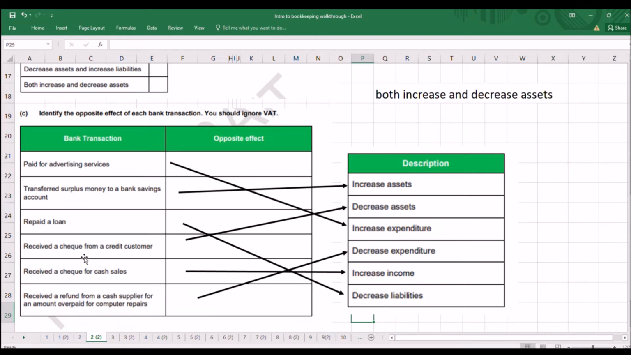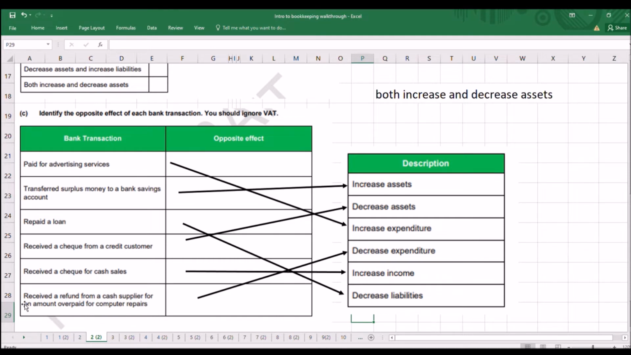Okay. Received a check from a credit customer, so we've gone debit the bank, because we've got that in the bank, so our bank has gone up. So debit the bank, and then the other side is going to be reduce the sales ledger control account, so that's going to be a reduction in that asset, so a decrease of assets there. Received a check for cash sales, so instead of this one being a reduction in the amount that was already owed, where previously the transaction would have been credit sales, debit sales ledger control account, then it would have been debit the bank, credit sales ledger control account. Here we've just gone straight up debit the bank, and then we're going to go credit sales, so it's going to be an increase in income.